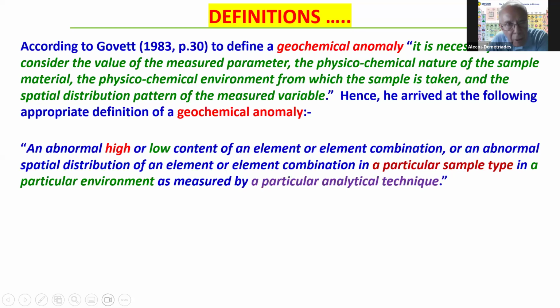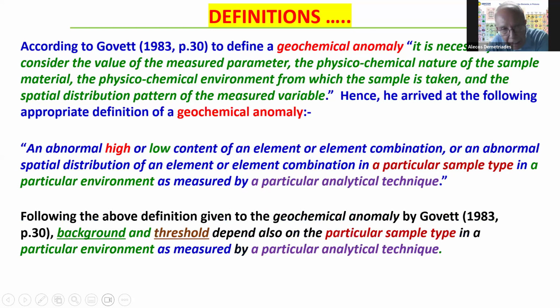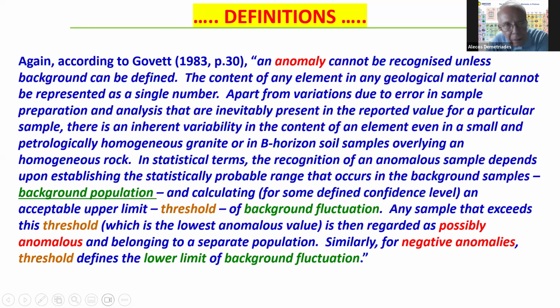An abnormal high or low content of an element or element combination, or an abnormal spatial distribution of an element or element combination in a particular sample type in a particular environment as measured by a particular analytical technique. Following the above definition given to the geochemical anomaly by COVID, background and thresholds depend also on the particular sample type in a particular environment as measured by a particular analytical technique. Now, again, according to COVID, an anomaly cannot be recognized unless background can be defined.